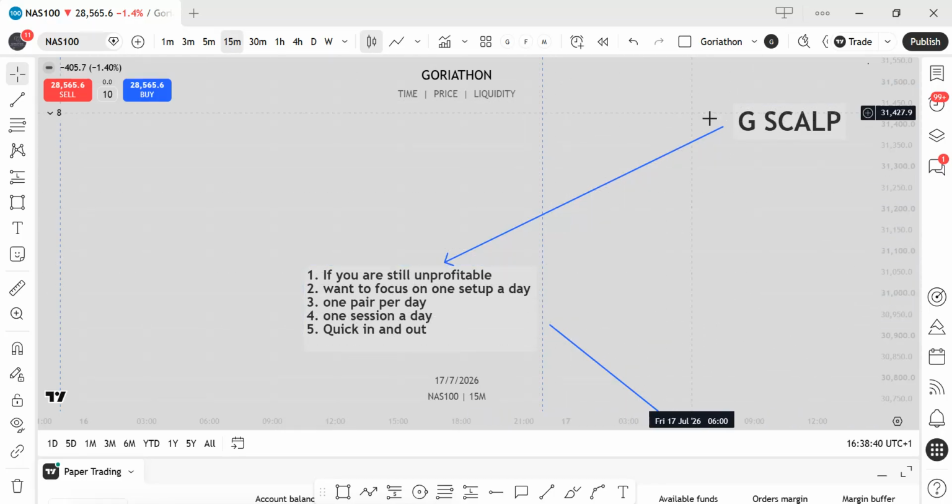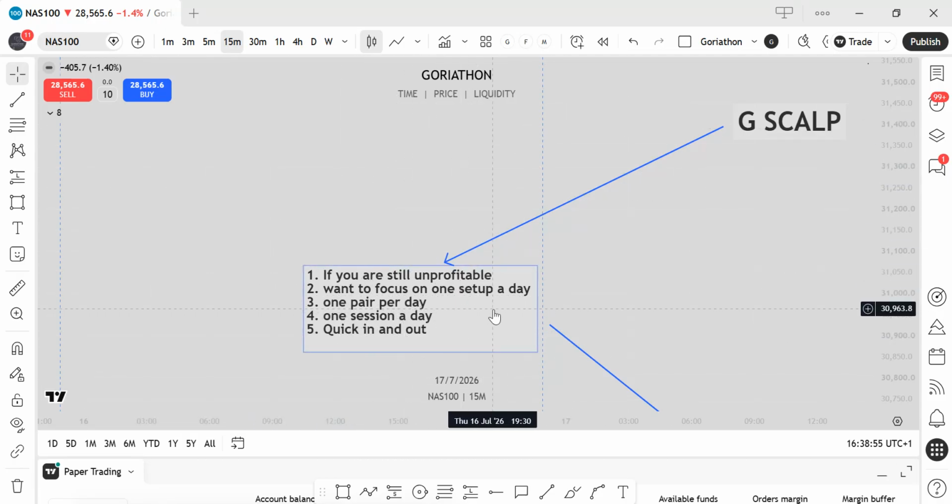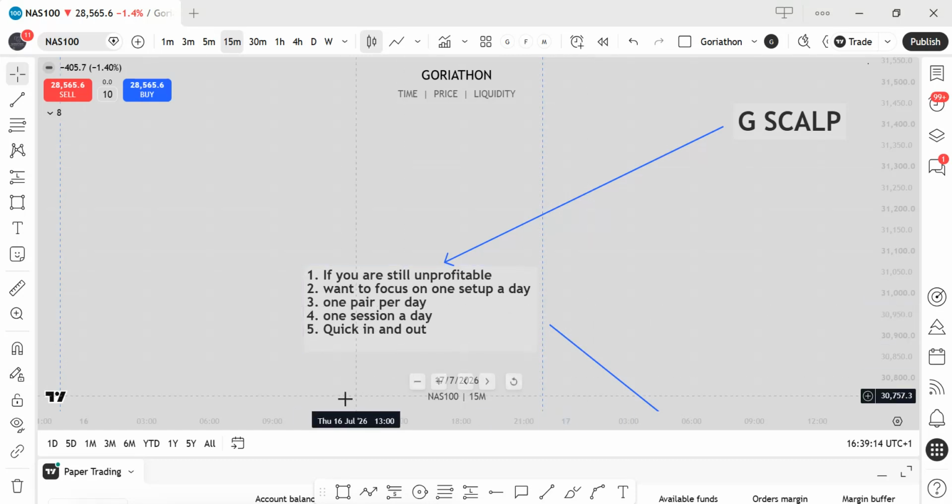I'm not telling you this doesn't work during London and Asia. It does work during a particular time in London and Asia as well. But for now, for simplicity's sake, I want you guys to just focus on one session. That will be the New York session. One pair as well, so mainly focus on NQ. If you are trading ES, you can focus on ES. For those who trade gold, it's up to you. You can see how it works on gold, and if it's a good outcome, of course, why not, right?